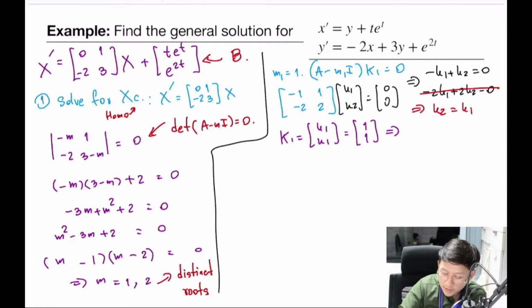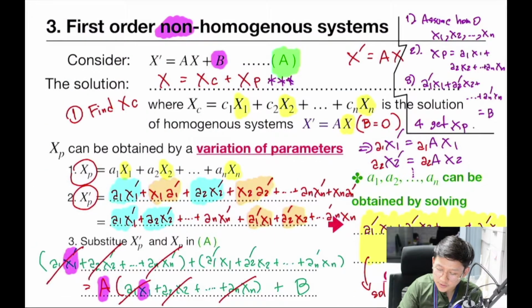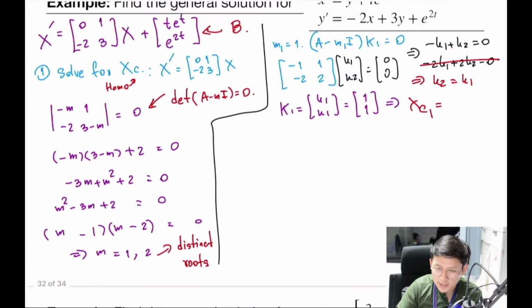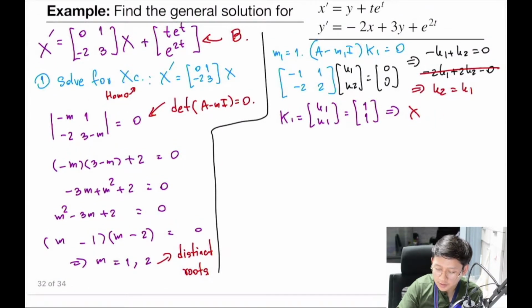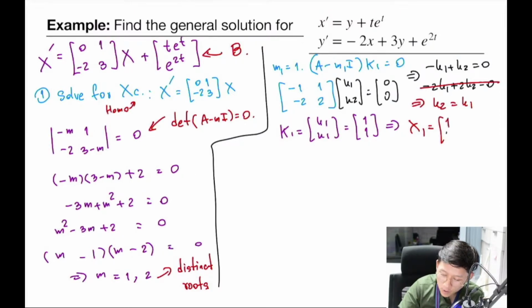which means that x1, it should be xc1, right? What is xc1? I'll just call it x1, okay? I don't want to put c there, but right now we are getting xc. So x1 is, what is it? 1, 1 e to the t, okay?